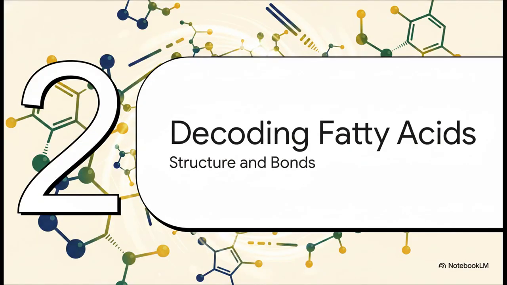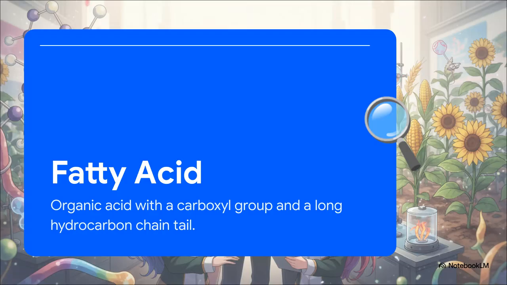Okay, moving to Section 2, decoding fatty acids, structure and bonds. By definition, a fatty acid is an organic acid characterized by a carboxyl group attached to a long hydrocarbon chain that acts kind of like a tail. Now, here is the absolute crucial part for your exam. You need to remember these two marker keywords, carboxyl group and hydrocarbon chain. If you drop those exact terms on your paper, the examiner instantly knows you get the core chemistry.